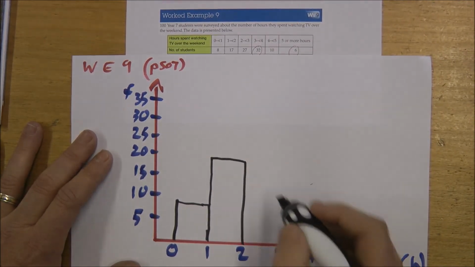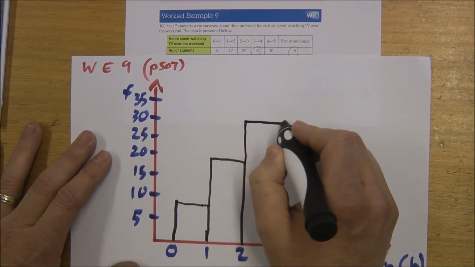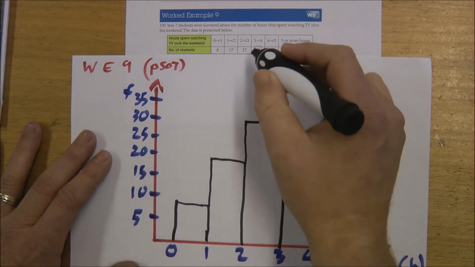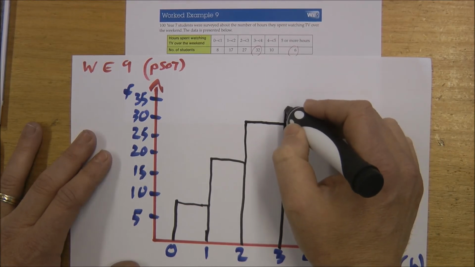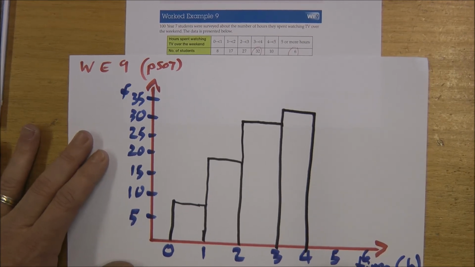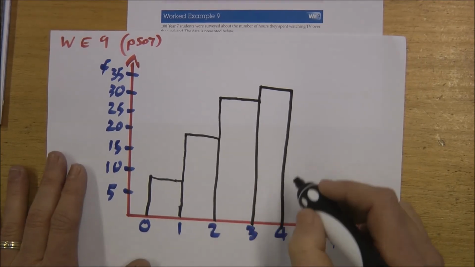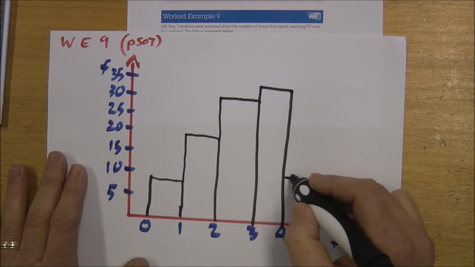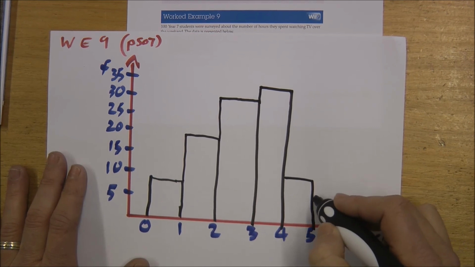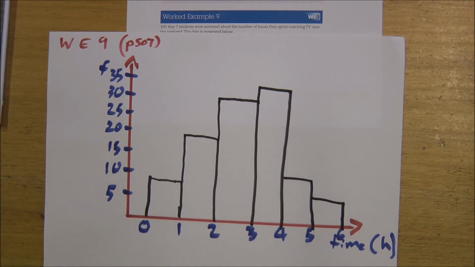2 to 3 hours was 27. 32. 10 and 6. So 10 will be there, and 6 is there. Now, we need a title for our graph, so we'll call it number of hours watching TV.